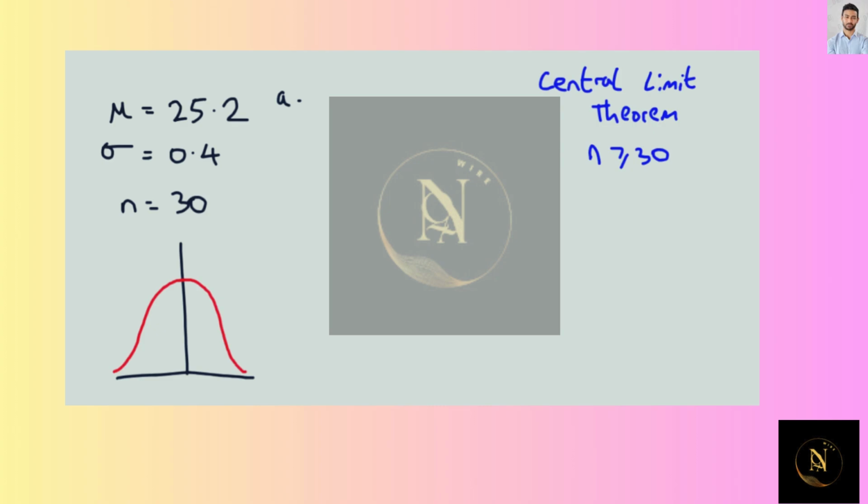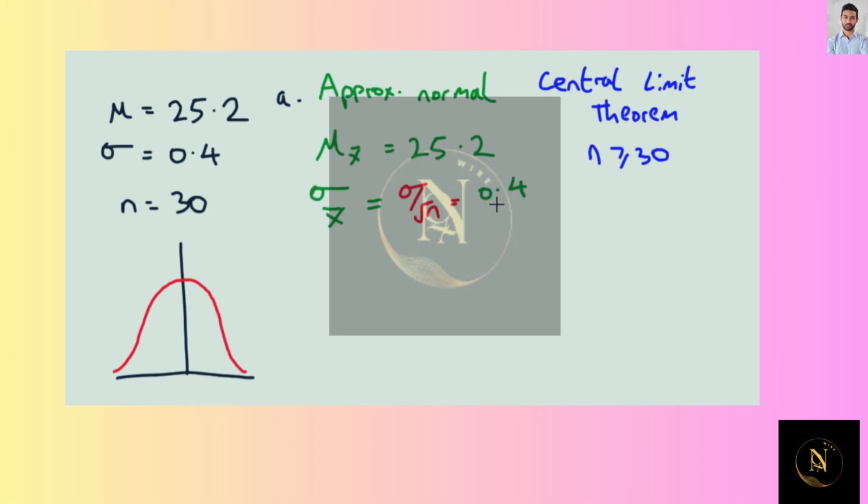So that's what they're looking for. Approximately normal. The mean of the sample means is the same as the population mean. The standard deviation of the sampling distribution, which we also call the standard error, is sigma over root n. So 0.4 over root 30.